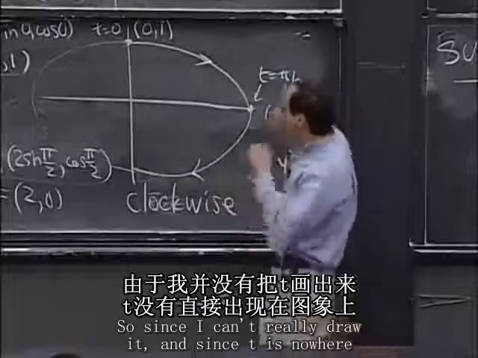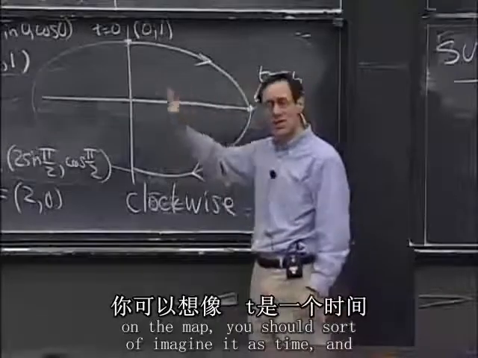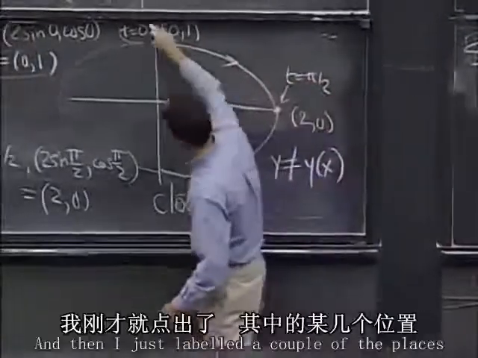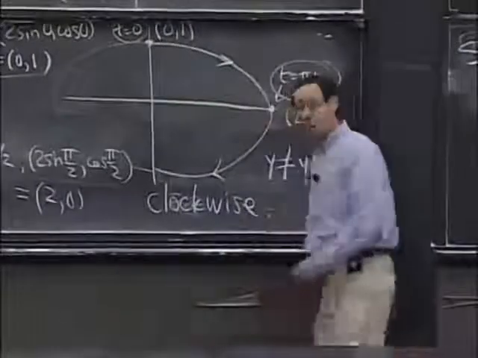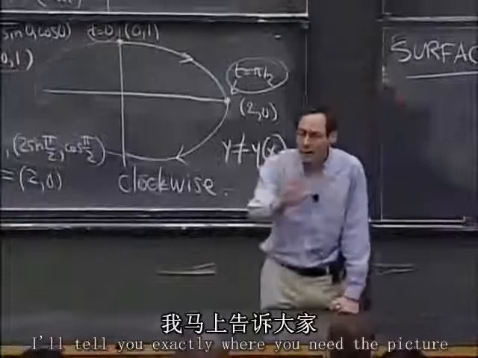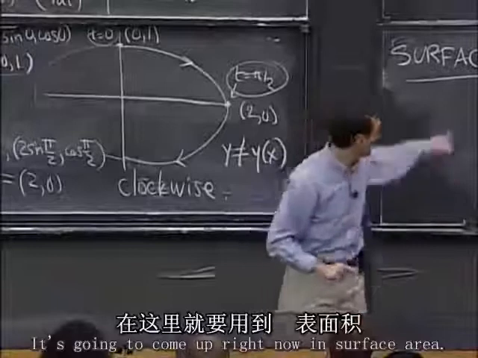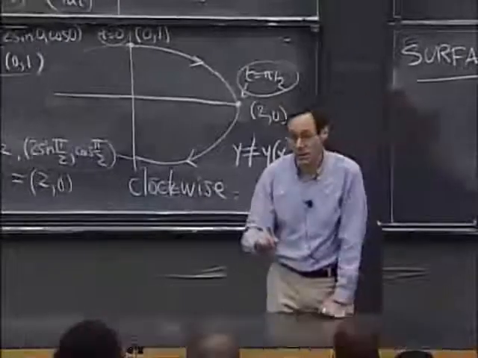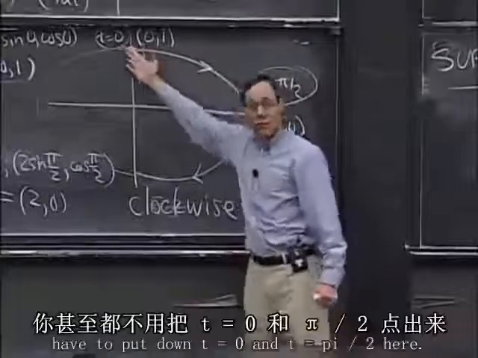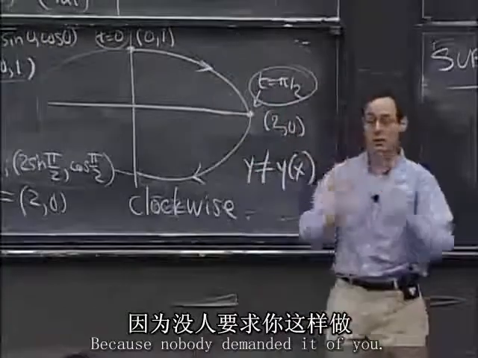Since I can't really draw it, and since t is nowhere on the map, you should sort of imagine it as time, and there's some kind of trajectory which is traveling around. And then I just labeled a couple of the places. If somebody asked you to draw a picture of this, I'll tell you exactly where you need the picture in just a second. It's going to come up right now in surface area. But otherwise, if nobody asks you to, you don't even have to put down t equals 0 and t equals pi over 2 here, because nobody demanded it of you.